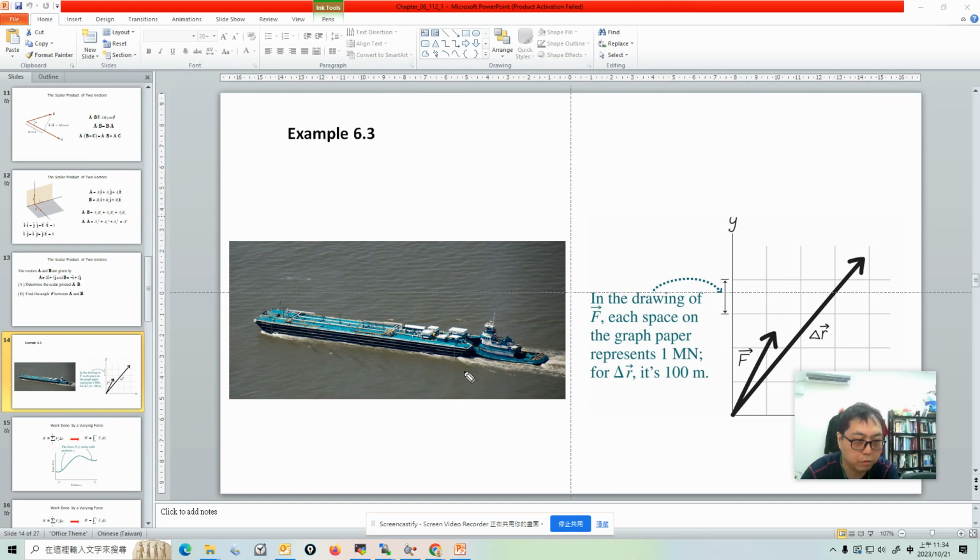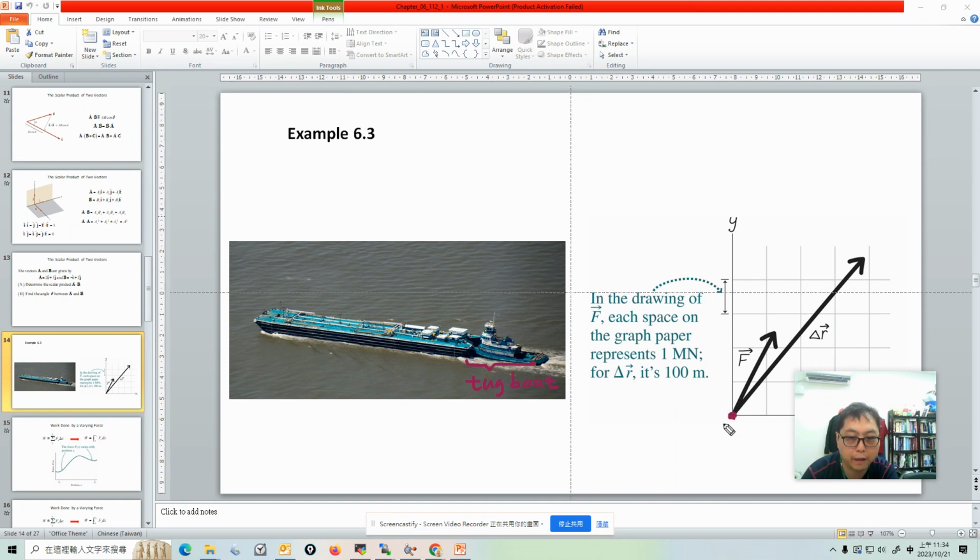Ooh, this is a tugboat, if my memory is right. This tugboat is pushing a ship. Okay, the ship is here, and it is a tugboat.